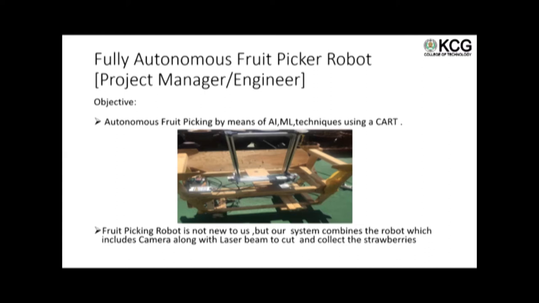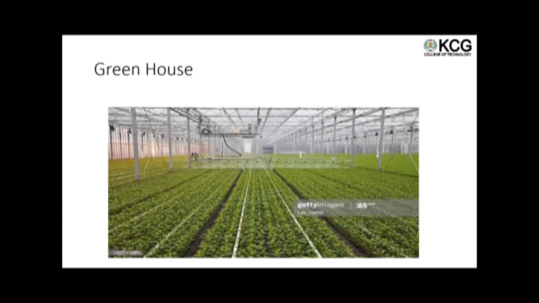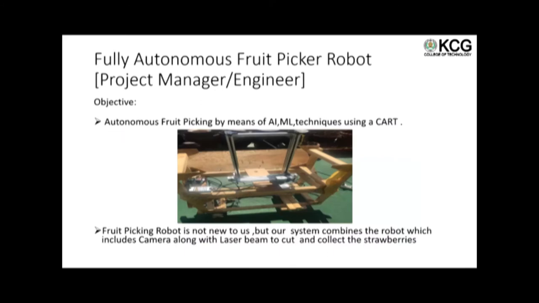This fully autonomous fruit picker robot, think about a cart vehicle. You may be well aware of the autonomous machine built by Hindustan University for the COVID conditions. That is a machine which travels. Sir, is it autonomous? Yes, sir. I think it is autonomous. Okay, if it is fully autonomous, that's very much fine.